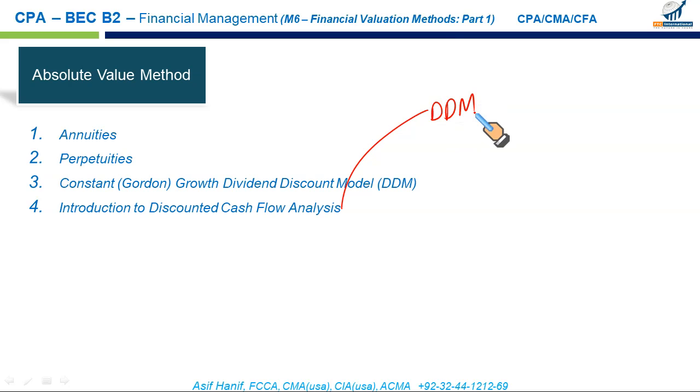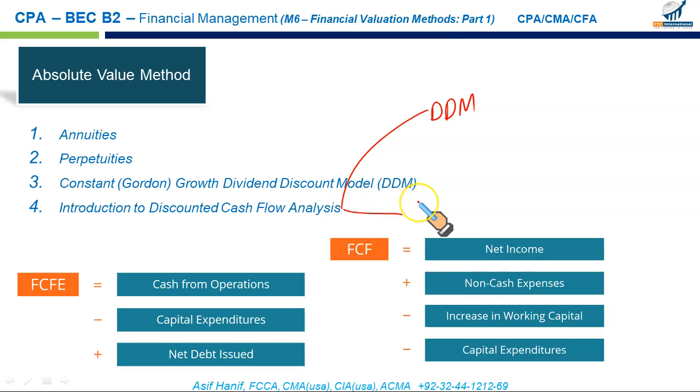We discussed in detail. Then the second one involves the free cash flow model. There are 2 types of free cash flows. Let us discuss. One is called free cash flow to equity. Other is called free cash flow to the firm. What is the difference between these 2?